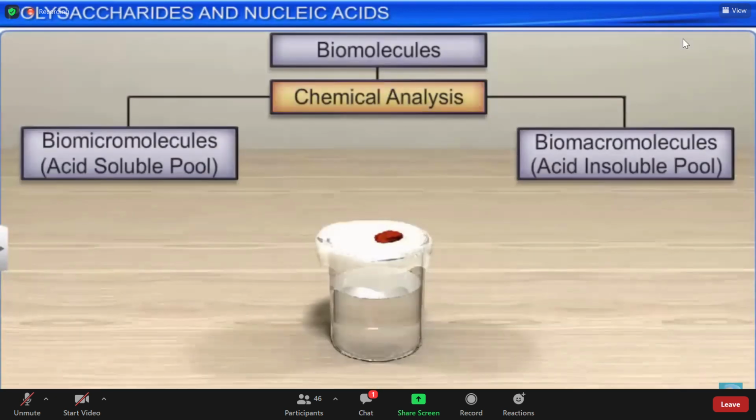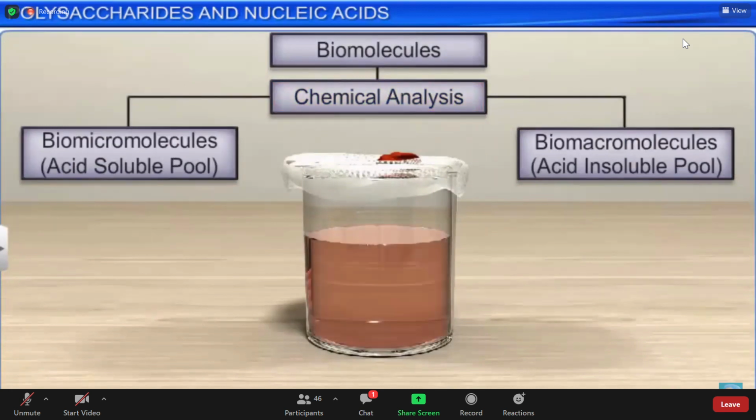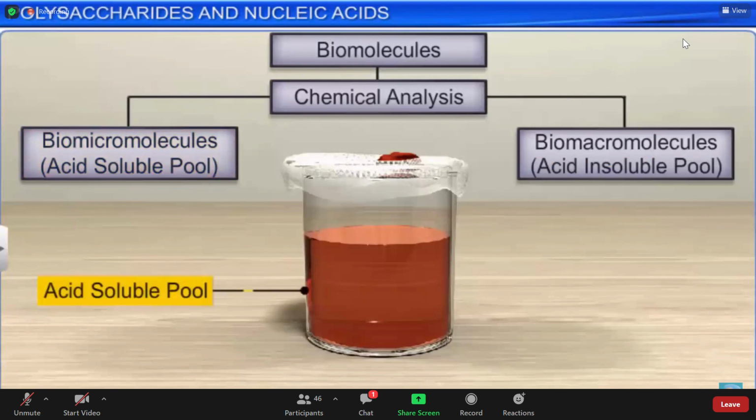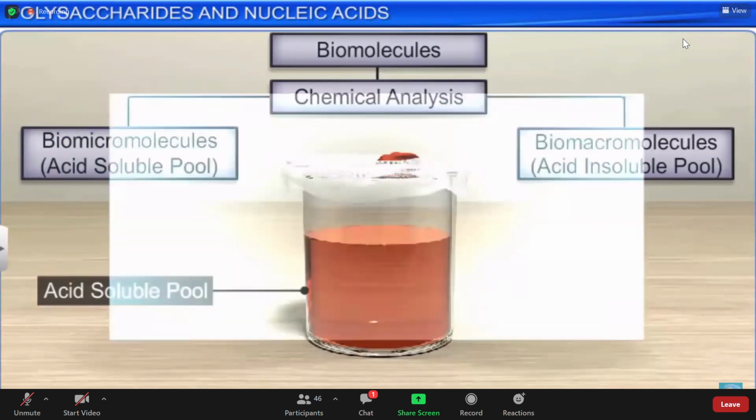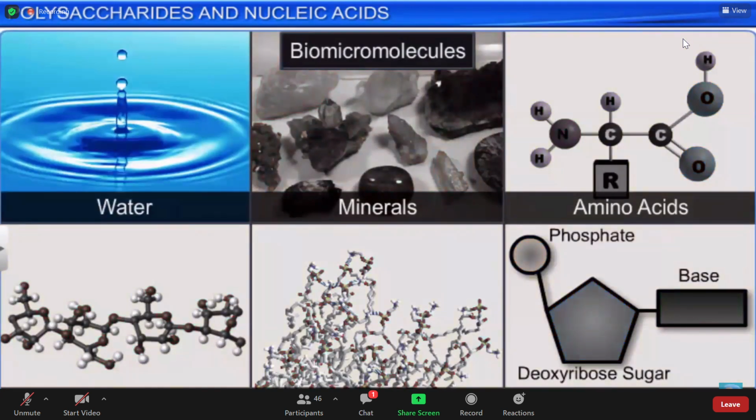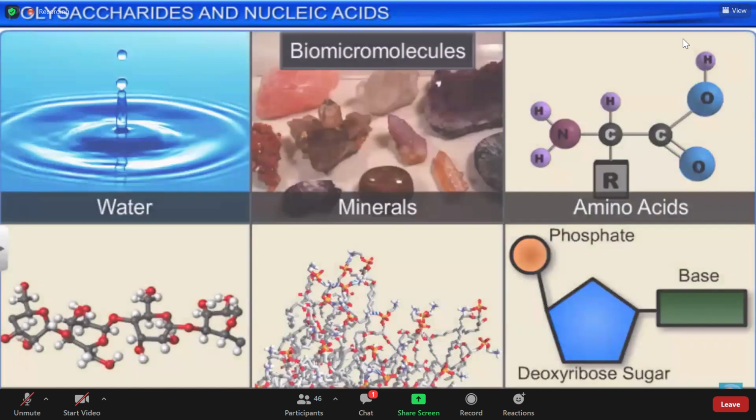On performing a chemical analysis, we find that biomicromolecules are chemical compounds found in the acid-soluble pool with molecular weights ranging from 18 to 800 daltons. Some examples of biomicromolecules are water, minerals, amino acids, sugars, lipids, and nucleotides.